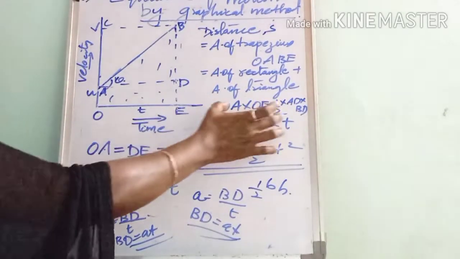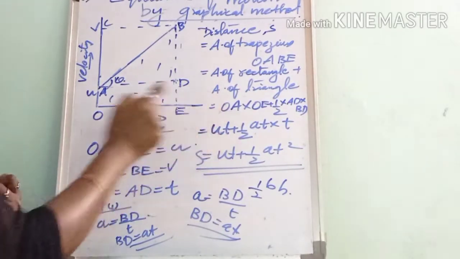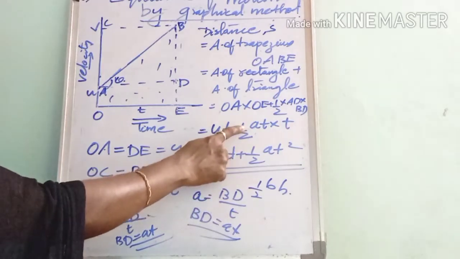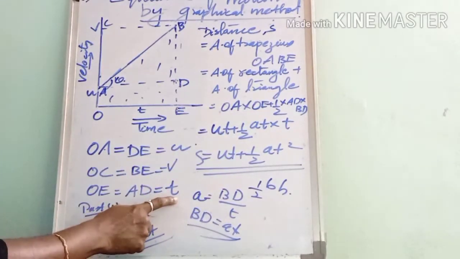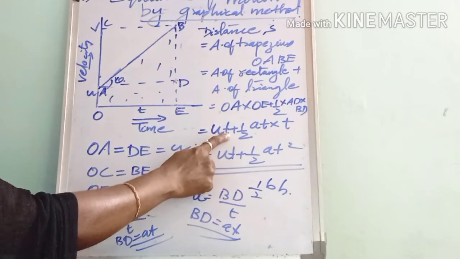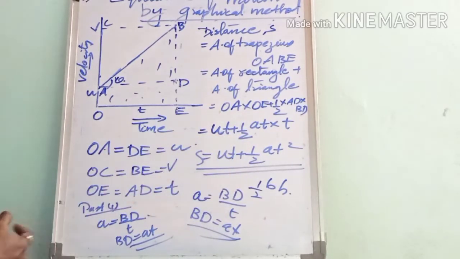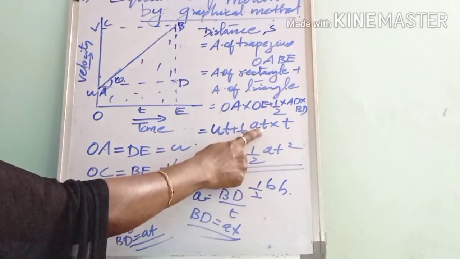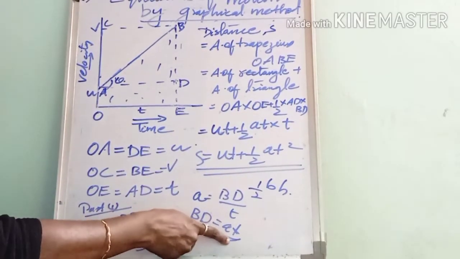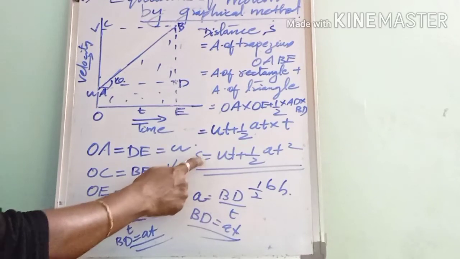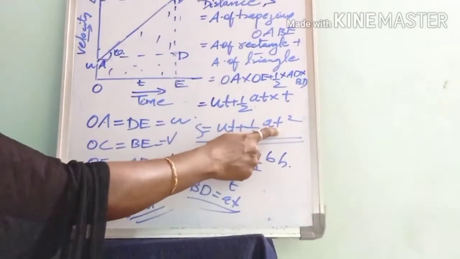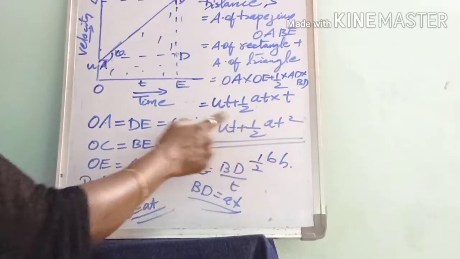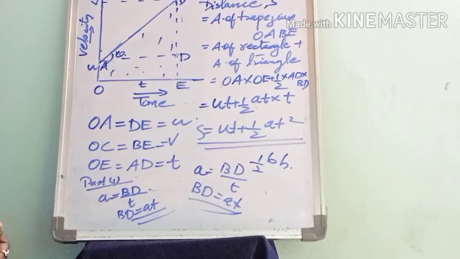Then we can substitute the values. Instead of OA, we can write U, so U into, instead of OE, we can write T. Then UT plus half into AD, what is AD? T. So T into, instead of BD, we can write AT. So we got S equal to UT plus half AT square. That is the second relation.